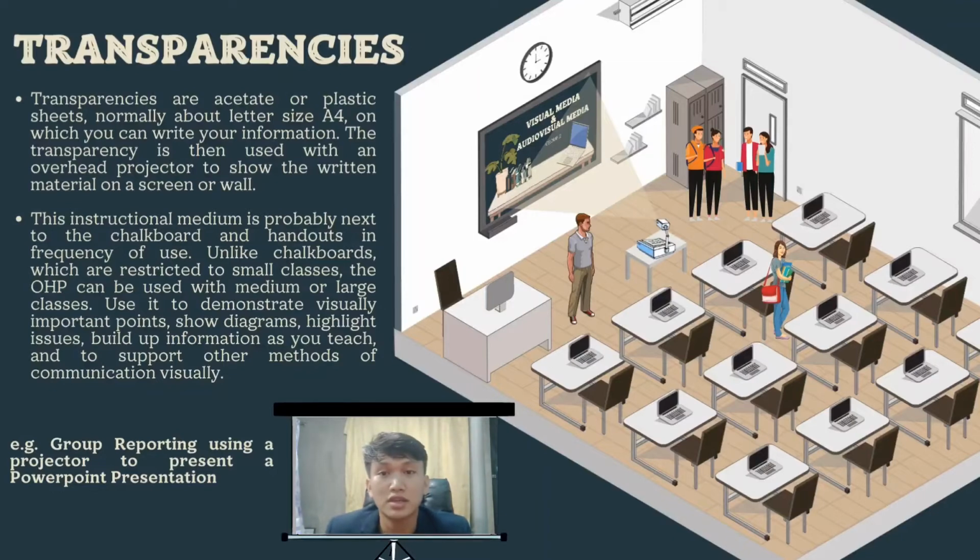Unlike chalkboards, which are restricted to small classes, the OHP, or the overhead projector, can be used with medium or large classes. Use it to demonstrate visually important points, show diagrams, highlight issues, build up information as you teach, and support other methods of communication visually. Examples of this are group reporting using a projector to present a PowerPoint presentation.